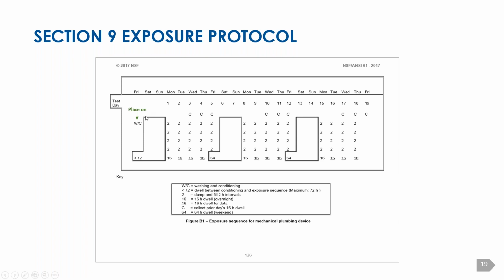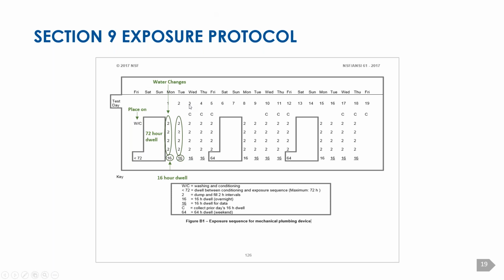So typically these faucets are placed on exposure on a Friday. They get a brief washing rinse period, and then they're filled with water and allowed to sit filled with water for a 72-hour period over the weekend. Then on Monday morning, our lab staff comes in and the water is changed every 2 hours in that faucet, and then filled overnight and allowed to dwell for 16 hours. The same procedure is repeated on the second day of exposure, 2-hour water changes followed by a 16-hour dwell.